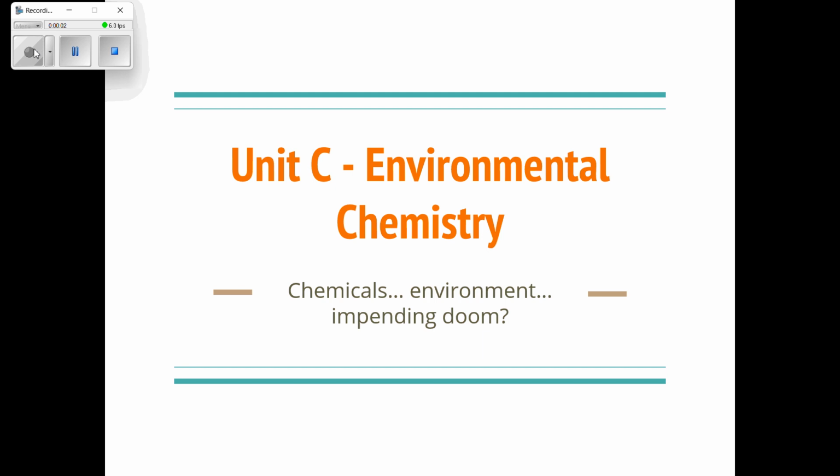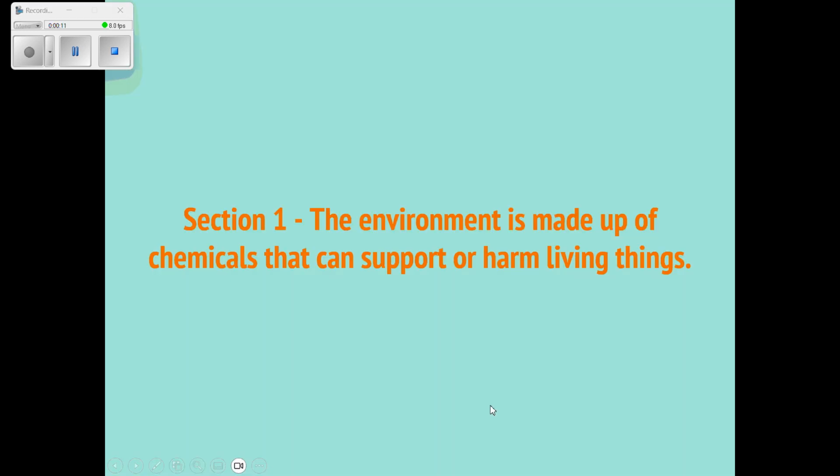We're starting our unit on environmental chemistry. So we're taking aspects of the environment and adding chemicals to it. What do you think? Section 1 is on the environment. It is made up of chemicals that can support or harm living things.